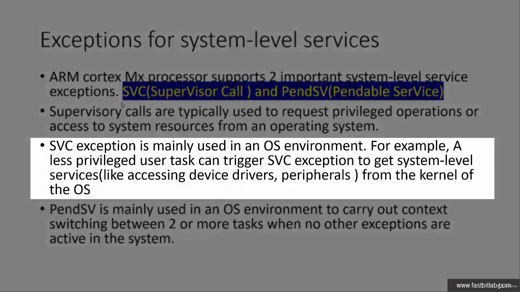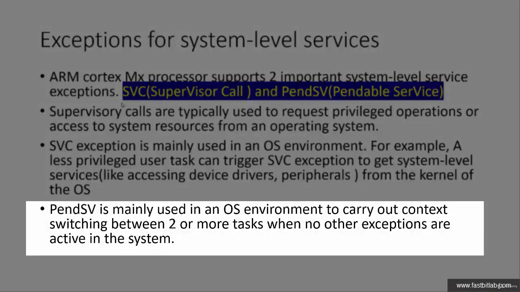SVC exception is mainly used in an OS environment. When you are using an application which has an embedded OS or real-time operating system or a simple scheduler, in those cases we use SVC and PendSV system exceptions. For example, a less privileged user task can trigger SVC exception to get system-level services such as accessing device drivers or peripherals, accessing some restricted memory locations, or something like that. It can request such services from the kernel of the operating system.